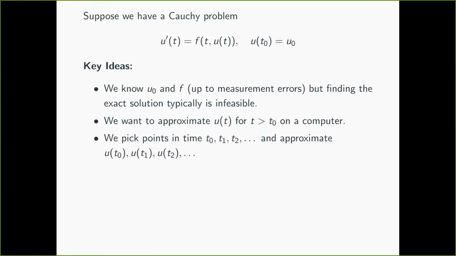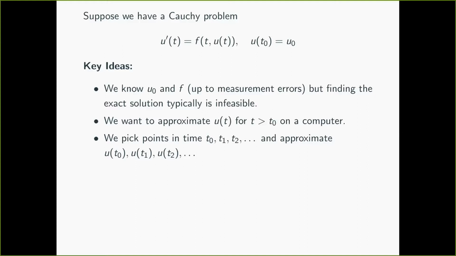So just to get a general idea of what we're dealing with, let's suppose that we generally have the Cauchy problem, u prime of t is equal to f of t and u of t, and we have the initial condition u of t naught is equal to u naught. The key ideas of the numerical analysis of ordinary differential equations is the following. What we generally know is u naught, the initial condition at time t naught, and we know f. Both of these are typically known only up to measurement errors.